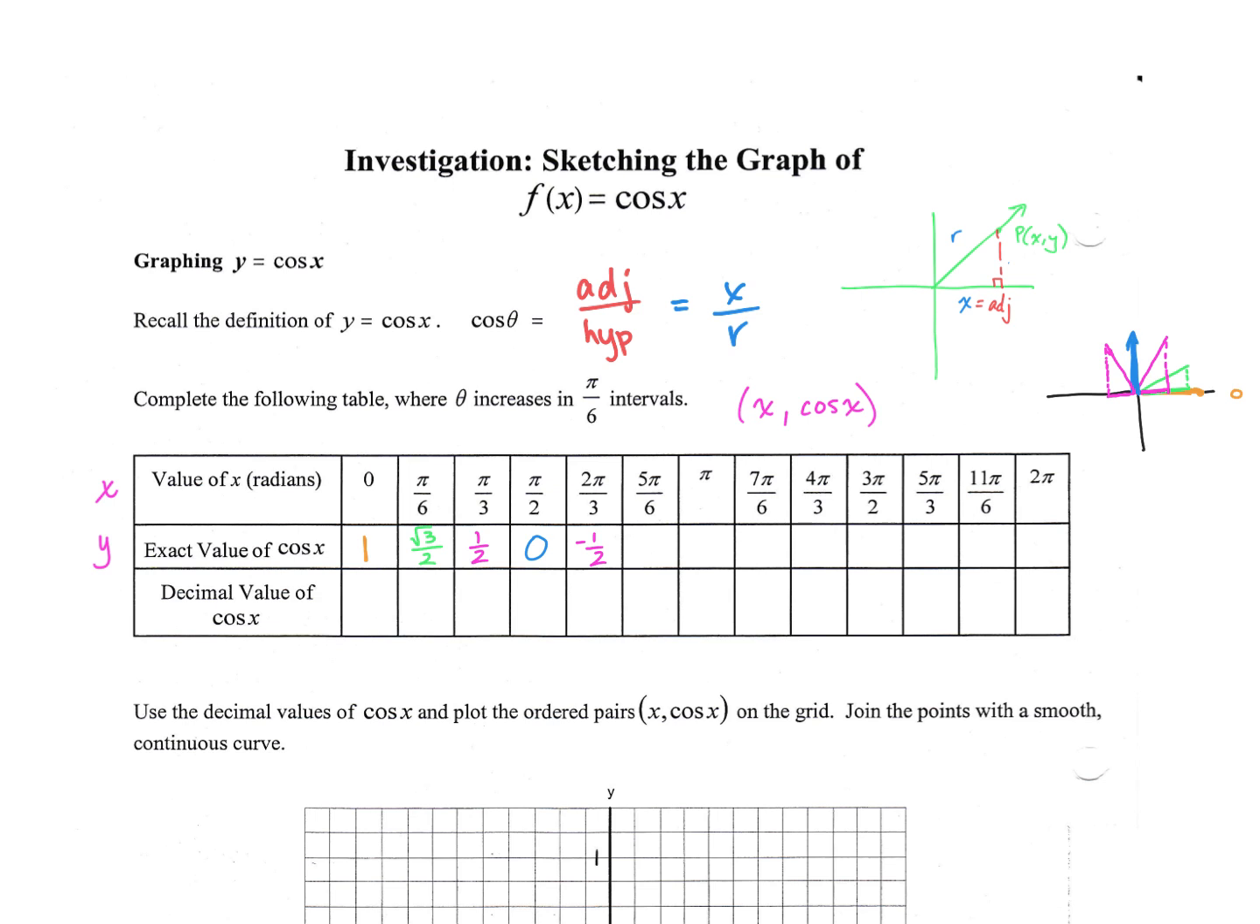I rotate to 5 pi by 6. We notice my adjacent side is starting to get larger. I'm still on the negative x-axis, so my value of cos is negative. And then as I rotate to pi, I am lying on the negative x-axis. So my adjacent side is a negative 1.